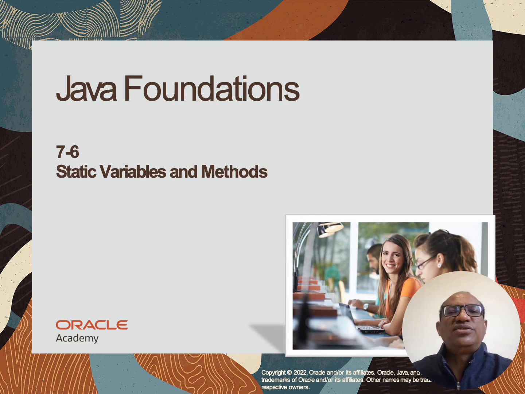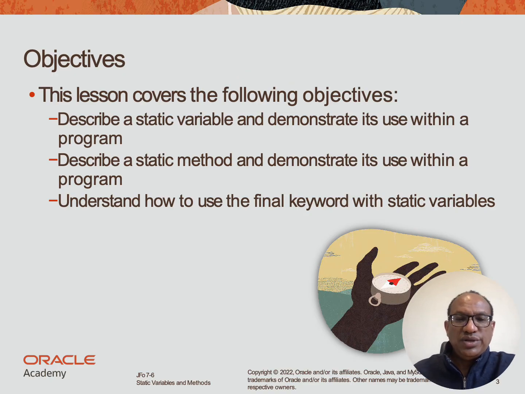Welcome to section 7.6, static variables and methods. In this lesson, we're going to take a step back and ask, what if there are some values or behaviors that don't belong to a single object, but to the entire class? Here's what you'll learn: how to describe and use static variables, how to define and call static methods, and how the final keyword works with static data, especially when you want to lock values in place.